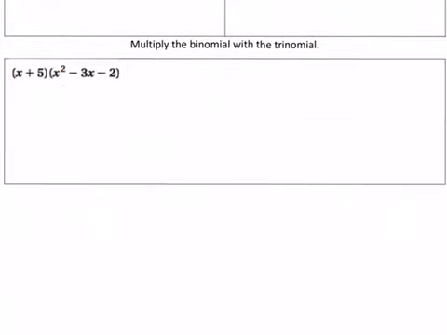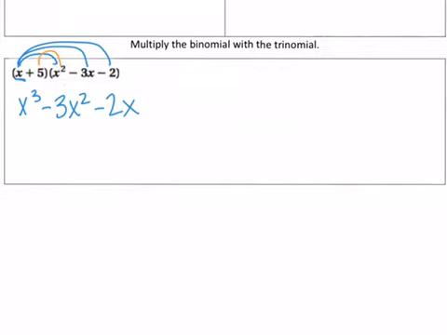Now we're going to multiply a binomial with a trinomial. Now it's hard to FOIL this way, so what I end up doing is I distribute. So the first thing I do is I take my first term in my binomial, which is an x, and I go ahead and distribute this and multiply it through. So instead of x times x squared, it becomes x to the third. Then x times negative 3x is negative 3x squared. Then x times negative 2 is negative 2x. Now I go ahead and do it with my 5.